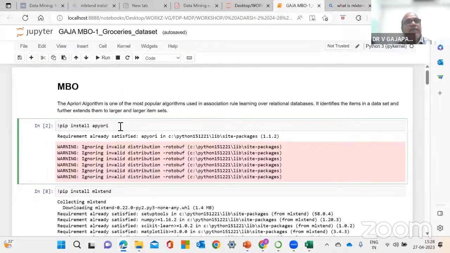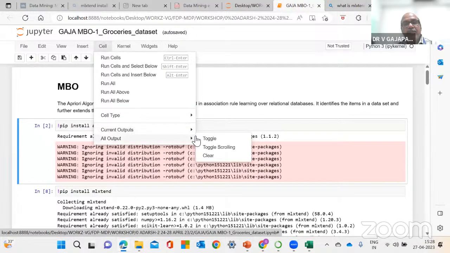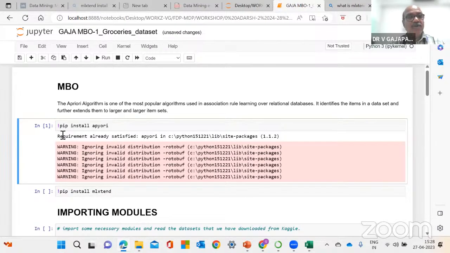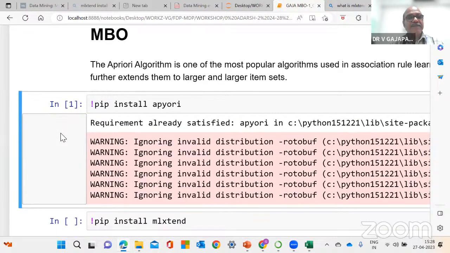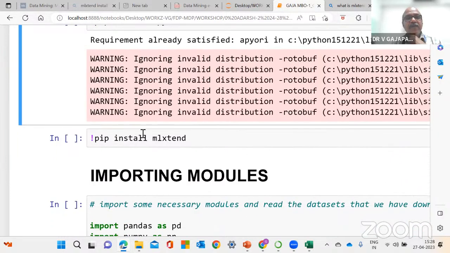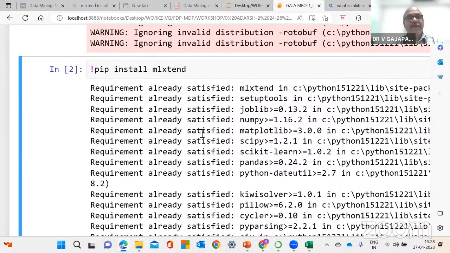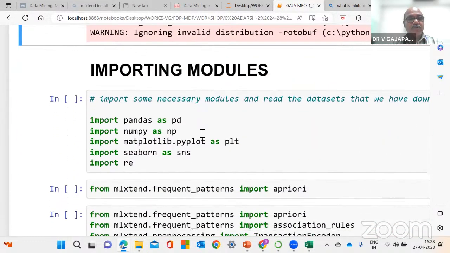Now I am executing. Before that, I will be clearing all the output. Okay. With the understanding, I'm just invoking this one, Apriori. You see the star is there. Are you able to see? I have enlarged it also. If there is any problem, please tell me. Okay. Now MLxtend I'm using. It is also executed. It is done. Requirement already satisfied because I have already loaded it in my system. You can use it in the cloud also, no issue.